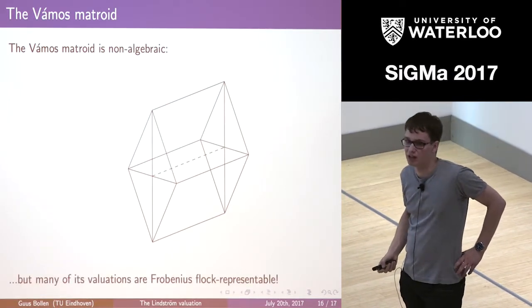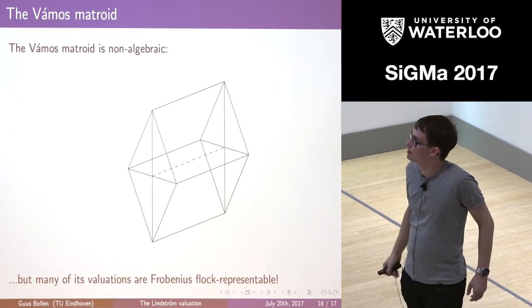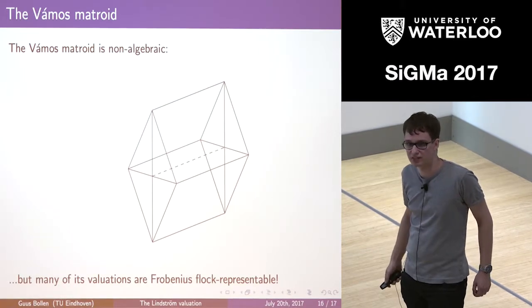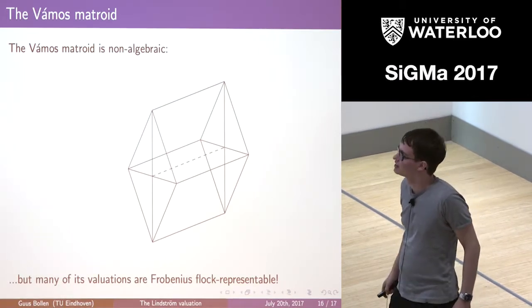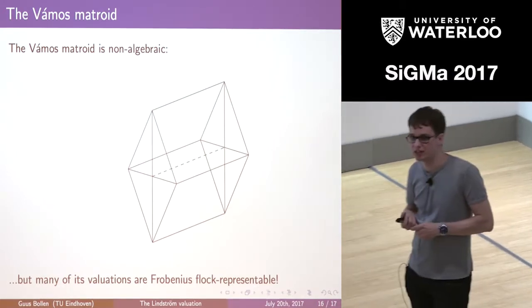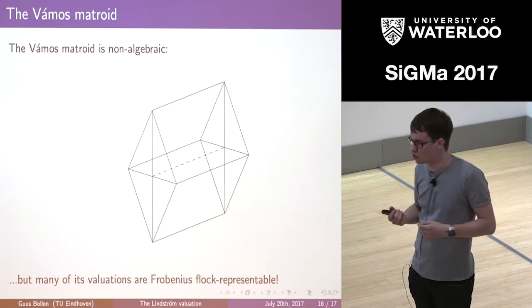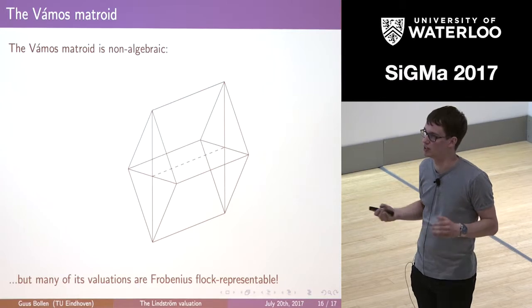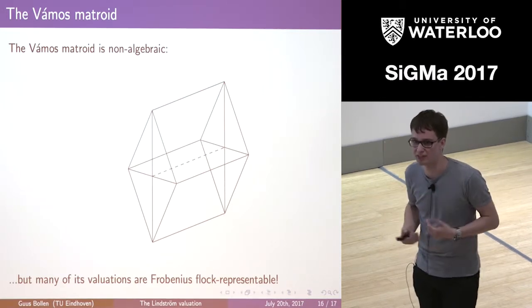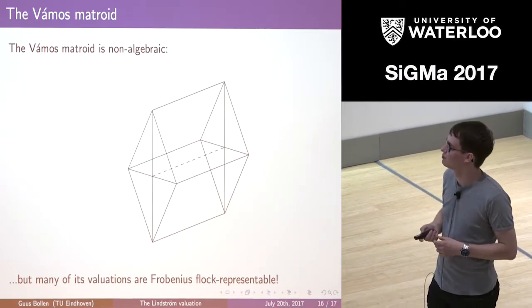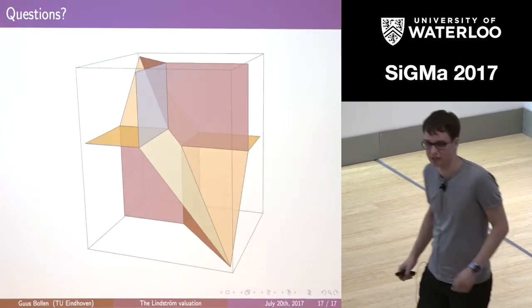But the Vámos has a lot of valuations, and many of them can be represented by a Frobenius flock. So we still need to find a way to incorporate Vámos type non-algebraic representability in our Frobenius flock methods. And there's still a lot that can be done. So thank you.